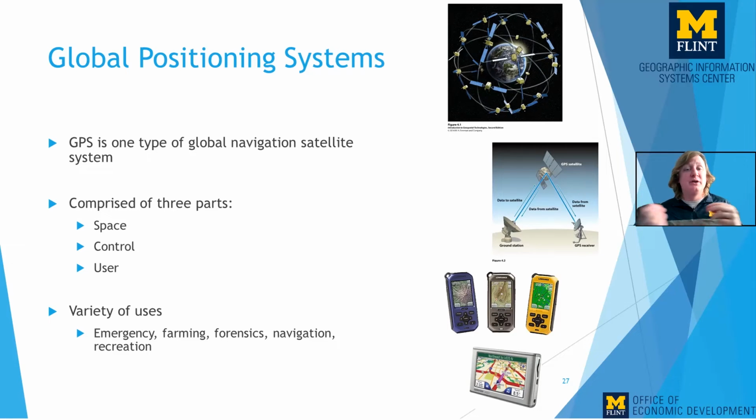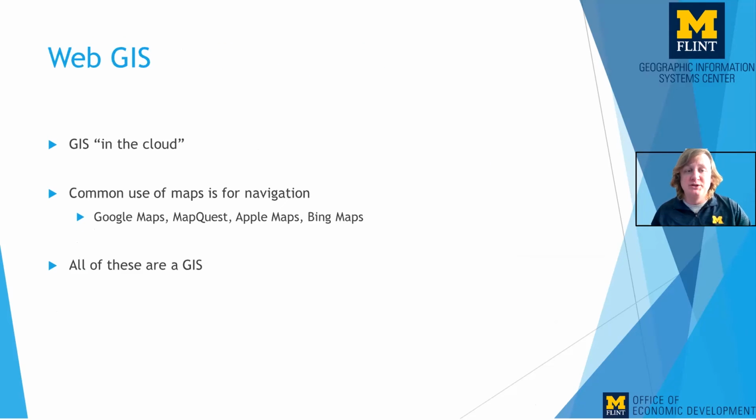And how accurate are they, or if there needs to be corrections made, we're able to do that using that control segment. And we have the user segment, which is us using it on our phones, or on a Garmin in your car, or a Garmin that you might take out into the field. There's a variety of different uses: emergency services, understanding where they need to be and how to get there faster. Farming GPS is becoming much more prevalent, so that there can be automation with their processes on their farms. Forensics, navigation, recreation. So when you're hunting or fishing, understanding where you are on Earth is very important with GPS.